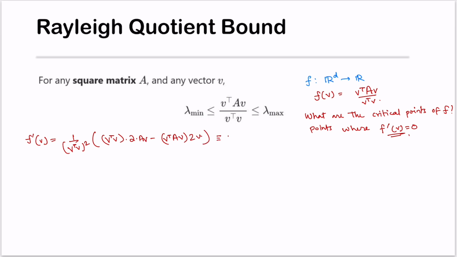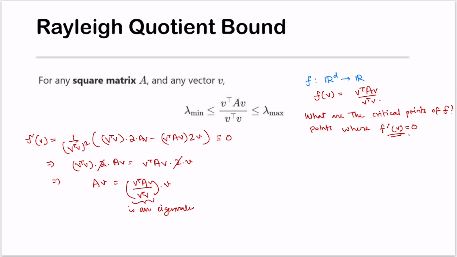And once we obtain the derivative, we have to set it equal to 0, and then we see that this would mean v transpose v times 2 into Av equals v transpose Av times 2 times v, and then it can be rewritten in this format, where v transpose Av by v transpose v is an eigenvalue corresponding to eigenvector v of the matrix A.